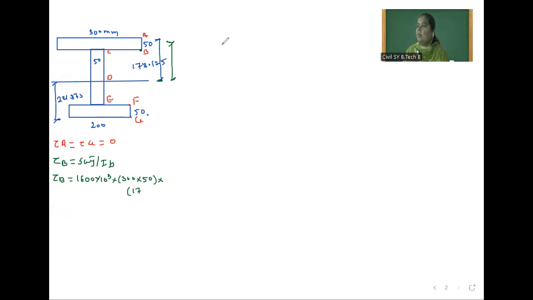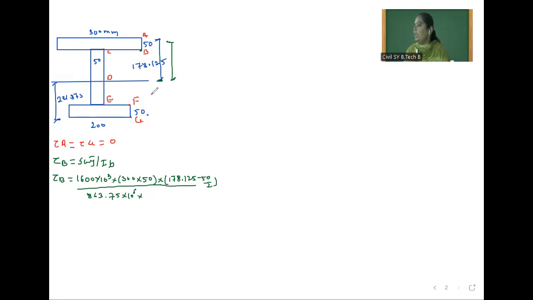We will write about this, so no confusion will be there. So here Y bar is 178.125 minus 50 by 2, divided by moment of inertia 863.75 into 10 raised to 6 into, now you tell me width, which is equal to how much?